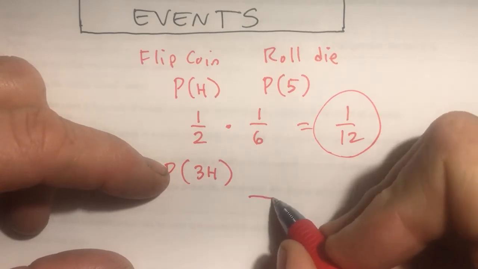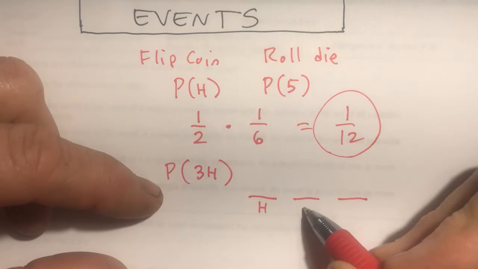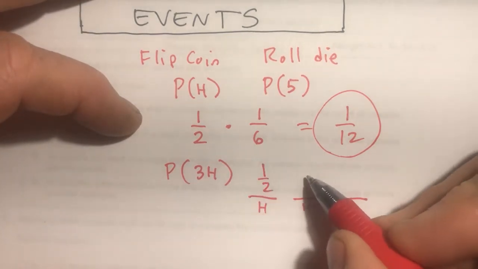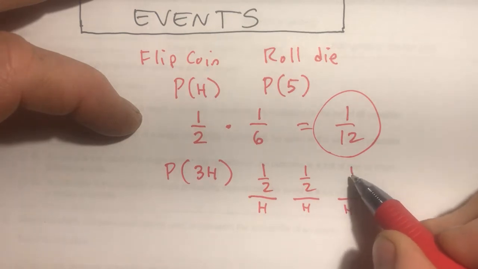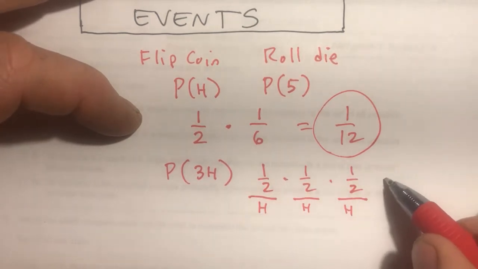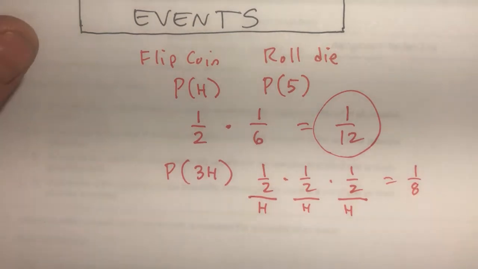All right, so I break it down like this. There's 3 tosses. I want a head for each one of these tosses. So my probability here would be 1/2. My probability here would be 1/2. My probability here would be 1/2. So if I multiply those, that's going to be 1/8. So I've got a 1/8 probability.